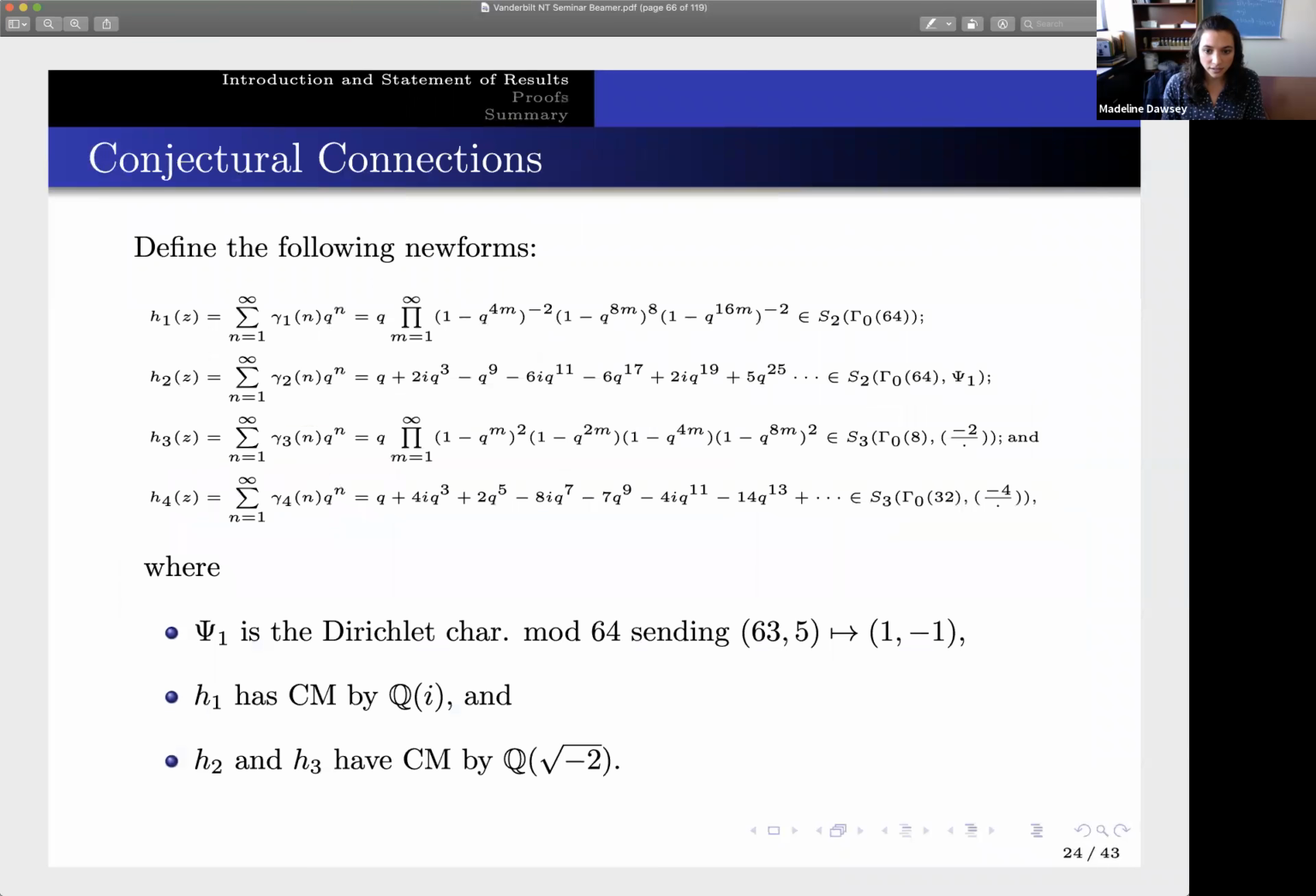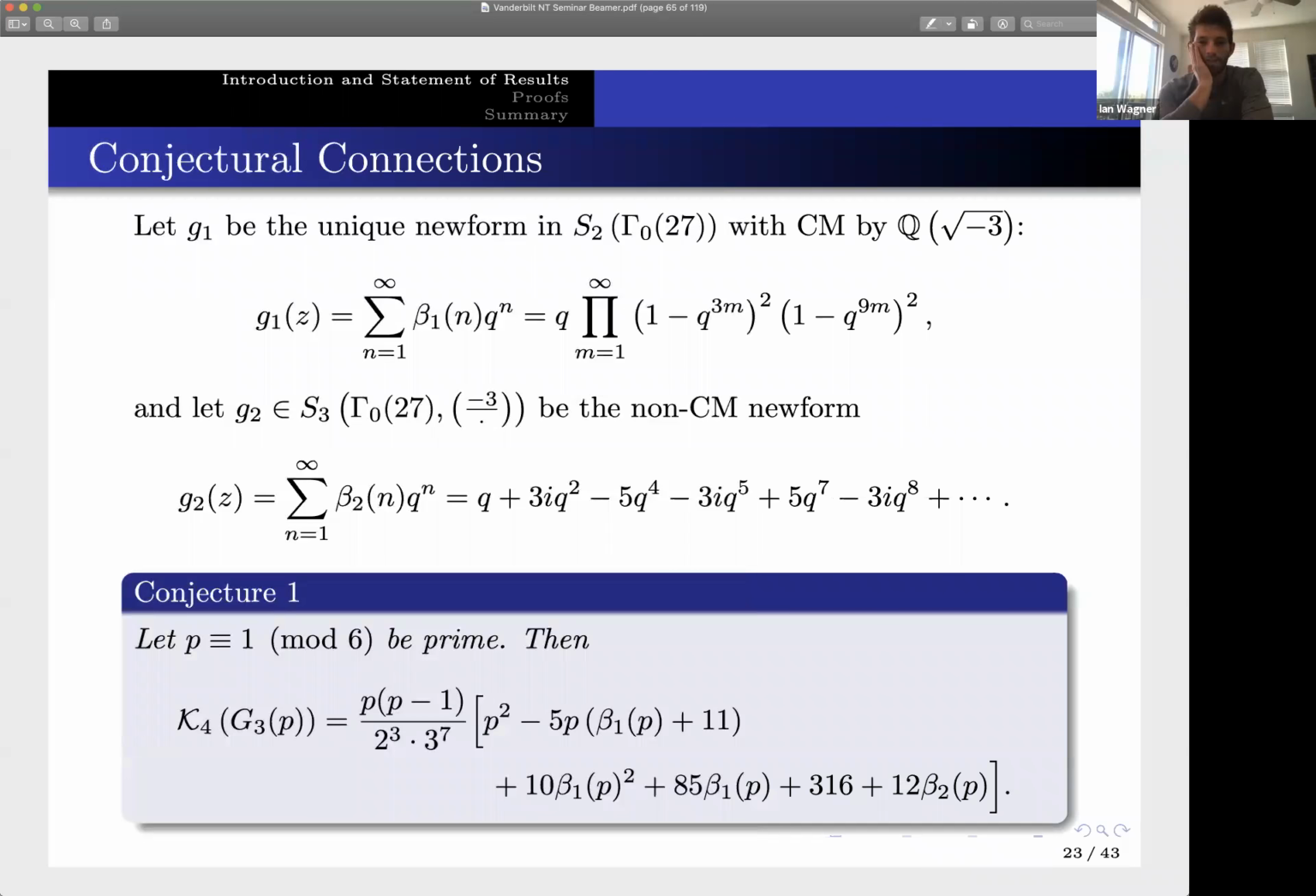Let me go back to this one. H1 has CM, H2 and H3 have CM, but H4 doesn't. Is it like a twist of something though, maybe? I don't know. I'm really bad at just eyeballing these things. Ken would probably just be able to look at it and say, but I don't know. That would be super interesting though, if you could.